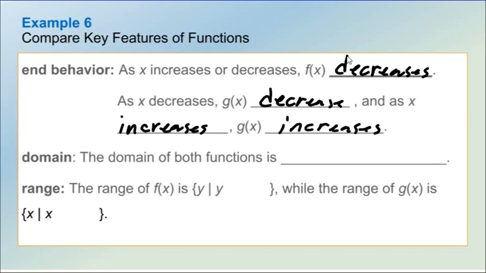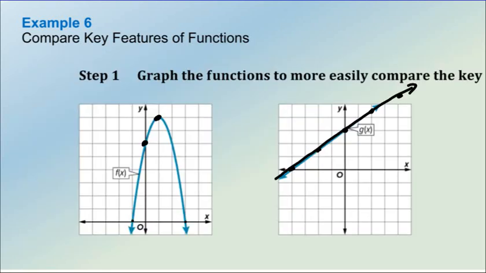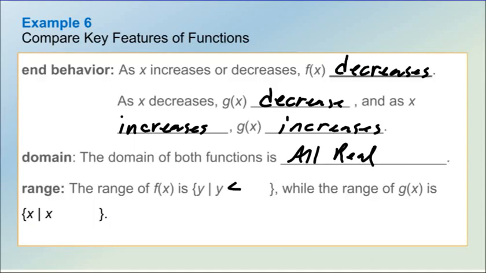The domain of both functions is all real numbers. And the range of f of x, if I go back to the graph, the highest y is 1, 2, 3, 4, 5, 6, 7, 8. So when y is less than or equal to 8, while the range of g of x is all real numbers. So that is our lesson on graphing quadratic functions.